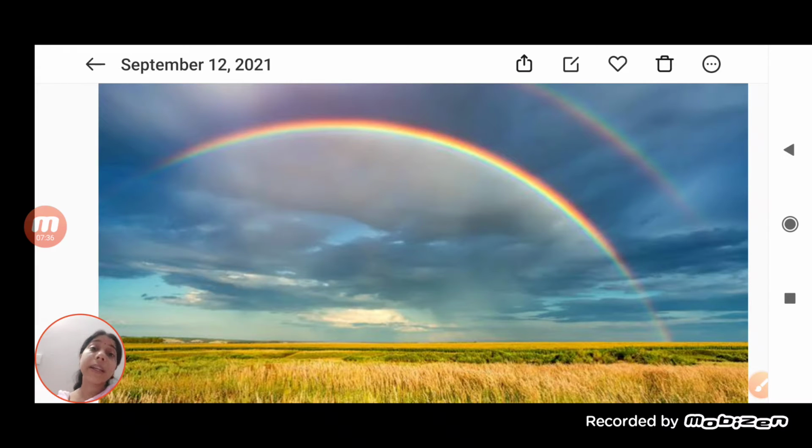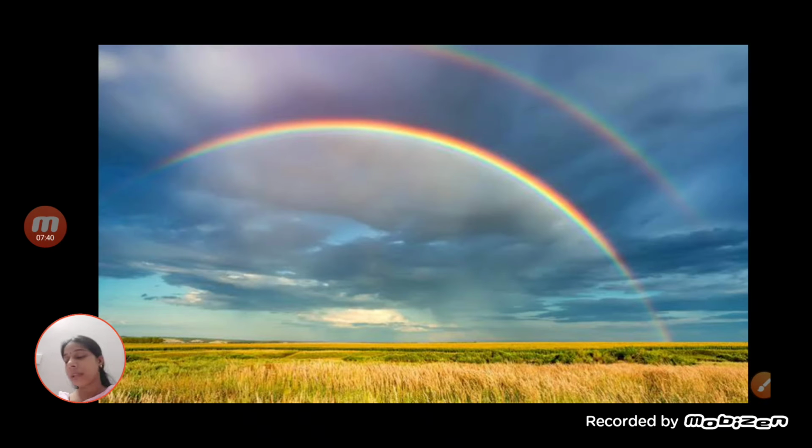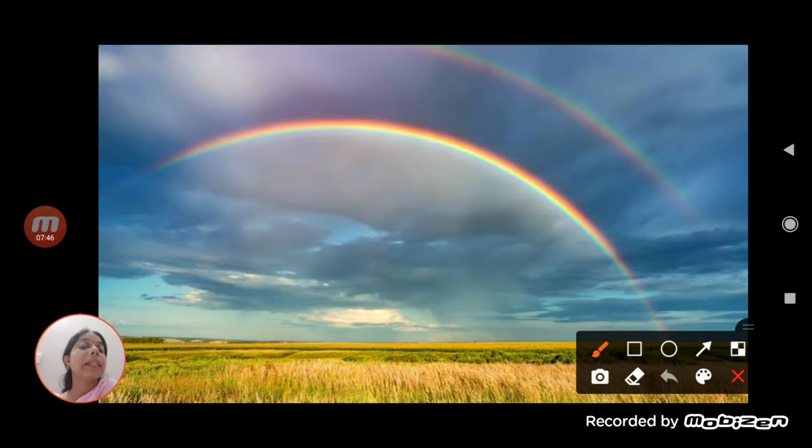See, this is also an example of the splitting of light, students. As you can see here, this is the rainbow, and in the rainbow you can see the different colors. These different colors occur because of the dispersion of light only. So the formation of a rainbow is an example of the dispersion of light.